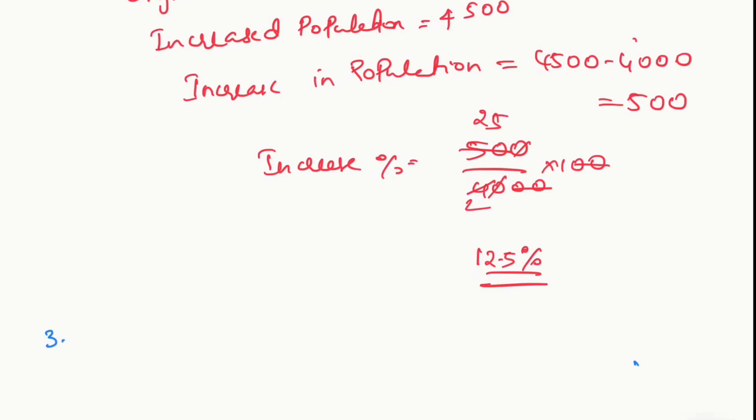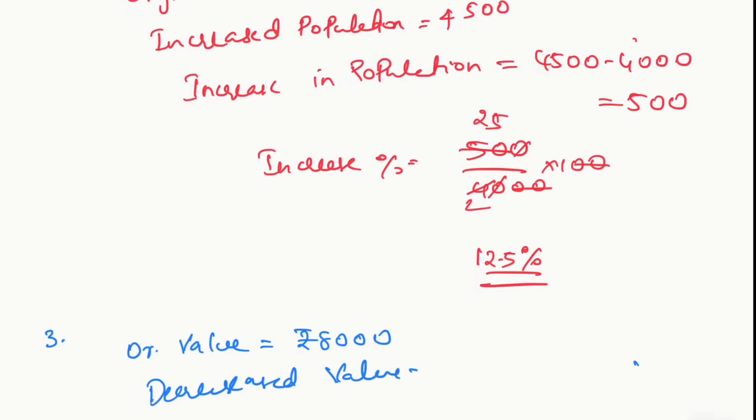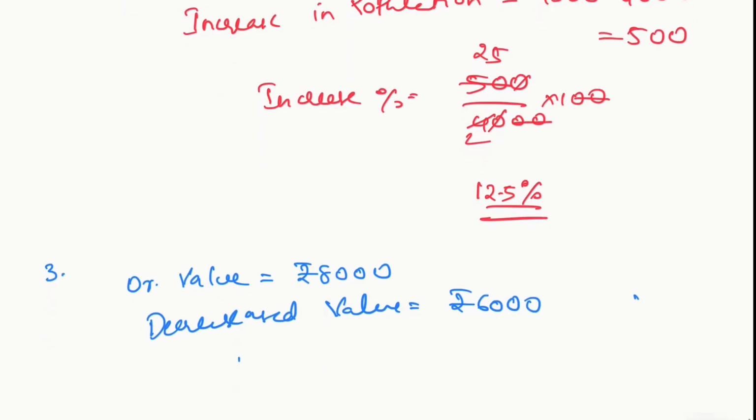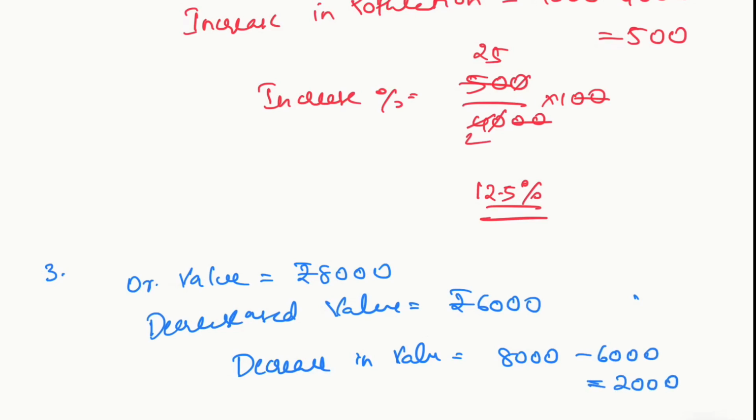Now coming to the third question. The price of a scooter was rupees 8,000 in 1975, the original value. It came down to rupees 6,000 in 1980, the decreased value. By what percent had the price of the scooter come down? So decrease in value equals 8,000 minus 6,000, that is equal to 2,000.